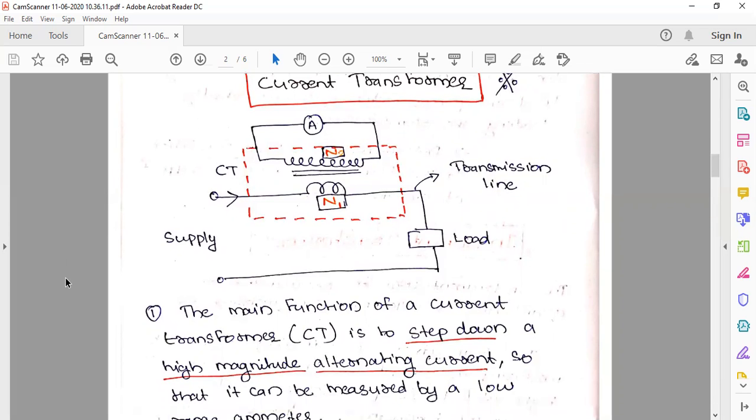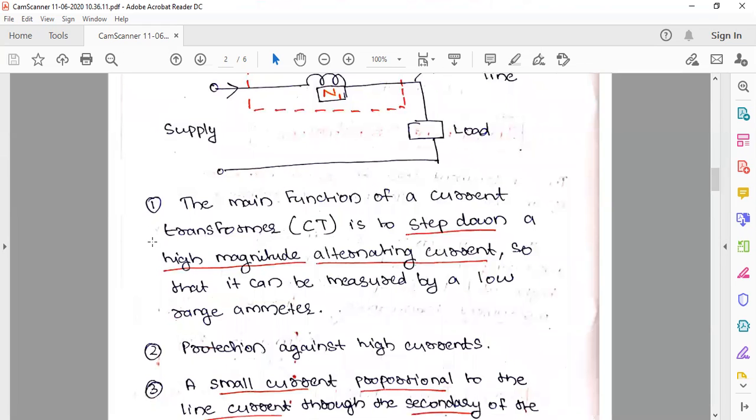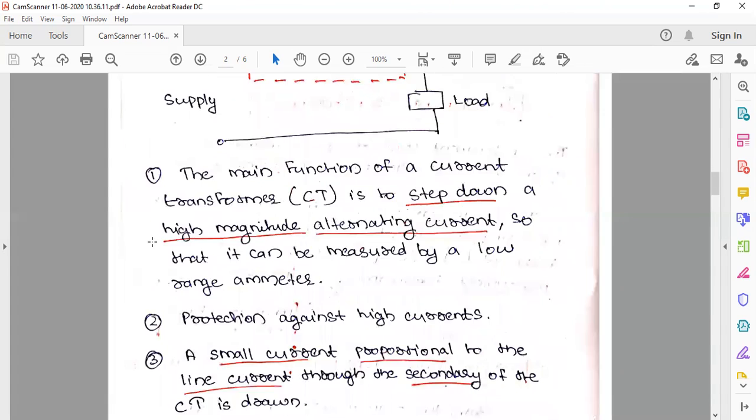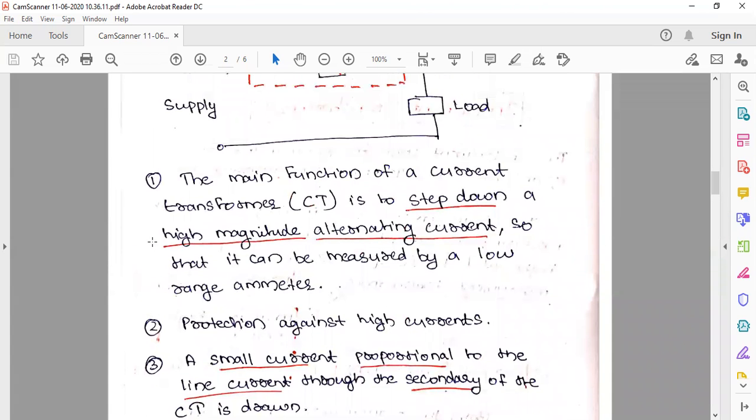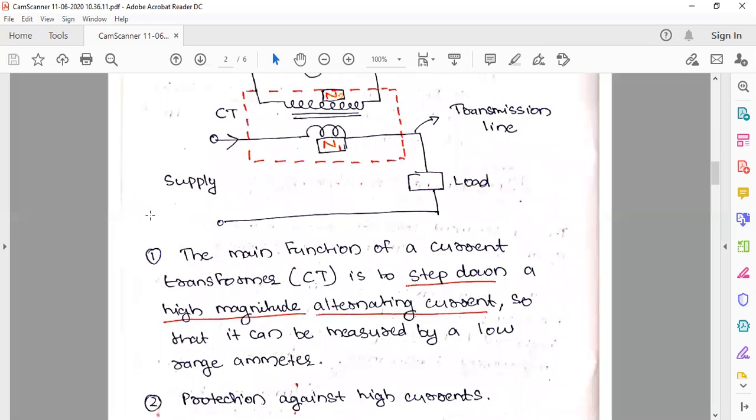The main function of a current transformer is to step down a high magnitude alternating current. High magnitude alternating means AC sinusoidal current will come here, so that it can be measured by a low range ammeter. Why are we stepping down? We step it down so that it can be measured by a low range ammeter, and so it gives protection against high current. The current at N1 will be very high, and when it reaches N2 the current is stepped down. By stepping down the high rated alternating current, they are actually providing protection. Current magnitude being less means protection, right?